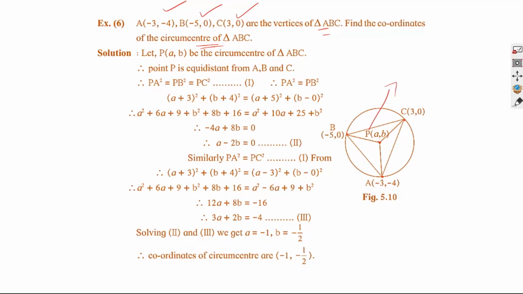Again we will find the distances PA, PB, PC, but P is not given, and we cannot tell either the x-coordinate or the y-coordinate. We have to apply another common sense. We know that P is equidistant from A, B, C. Correct? That means PA square, PB square, PC square must all be equal. If PA square is equal to PB square, and the coordinates are named A, B, we will apply the formula.